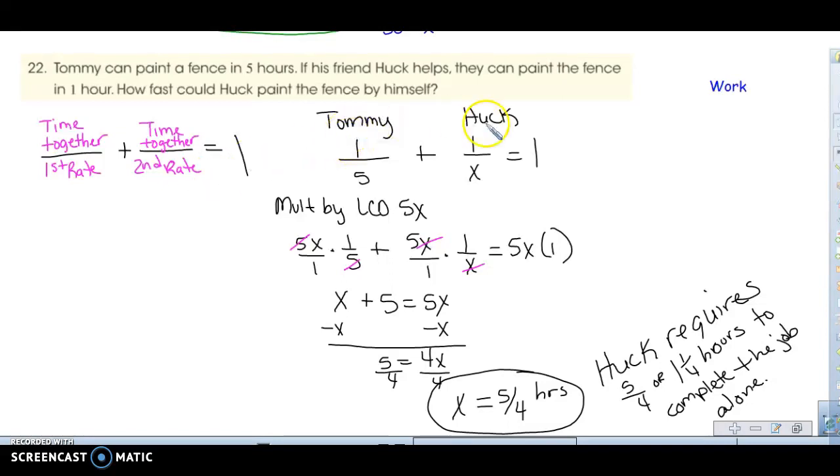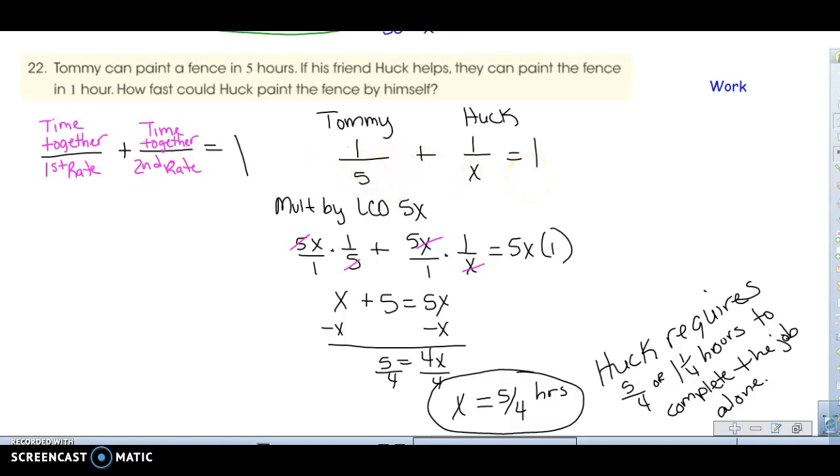So here we have Tommy and Huck. Apparently Tommy's rate is 5 hours. He could get the job done by himself. Huck, we do not know his rate. That is what we're looking for, so we label it X. If they work together, they could get the job done in 1 hour, so time together is 1. We add Tommy's effort plus Huck's effort, and it should equal 1 job done. This is our equation to solve.